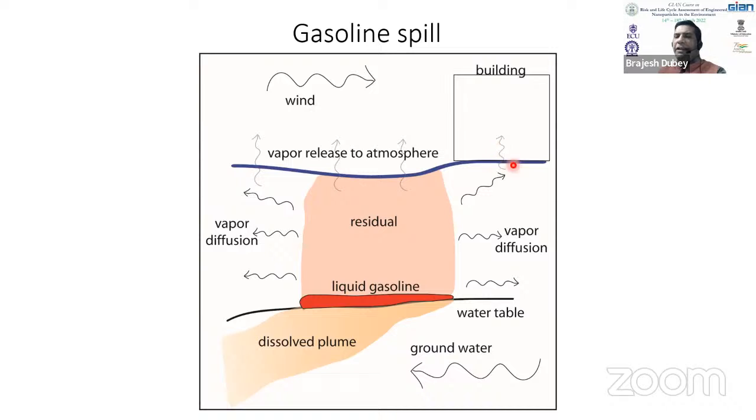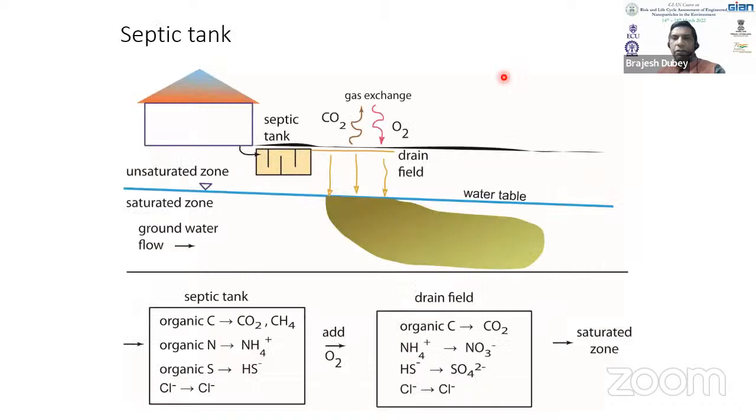If there is a building there, if there is a concrete base, and if there are cracks in that concrete, again it will try to go up. Then the wind will carry these vapors and take them to different locations. And this is how your contaminants keep on moving around.